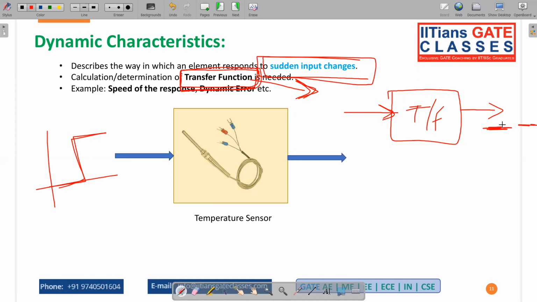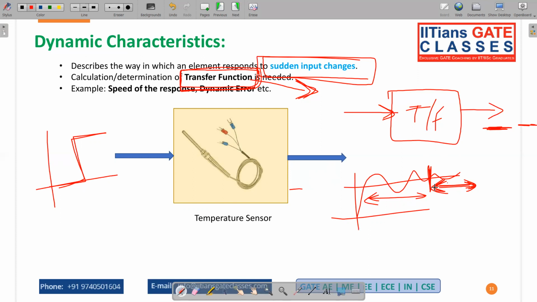The best example could be the speed of the response. You might have studied it in control systems or signals and systems. This is the second order response of the sensor. From here, this is going to be the settled part, and this comes in the transient part. So how fast the sensor is going to the settled part is one type of dynamic characteristics. It means what is the speed of the response, how much error is there. These terms come under the dynamic characteristics of the sensor, right?